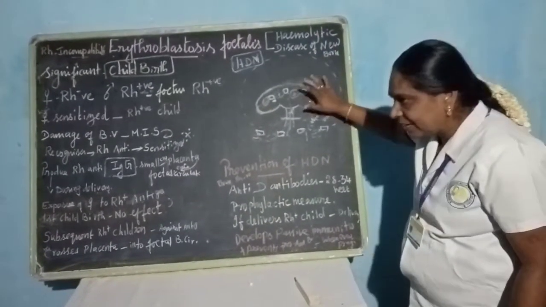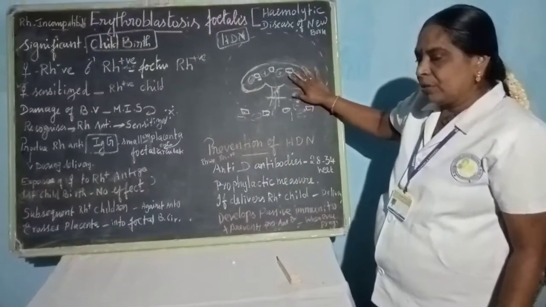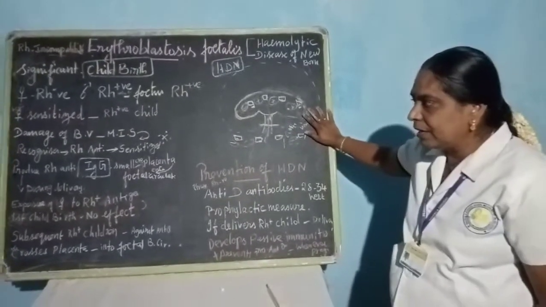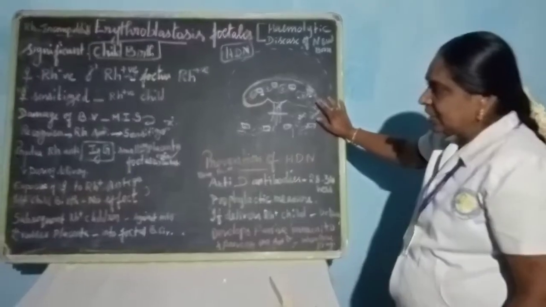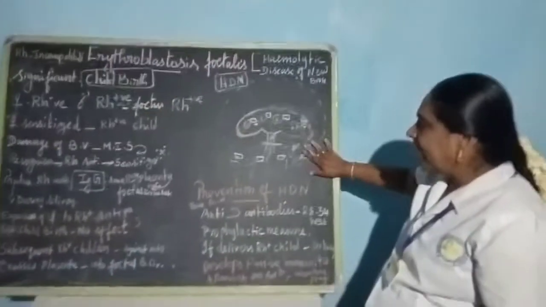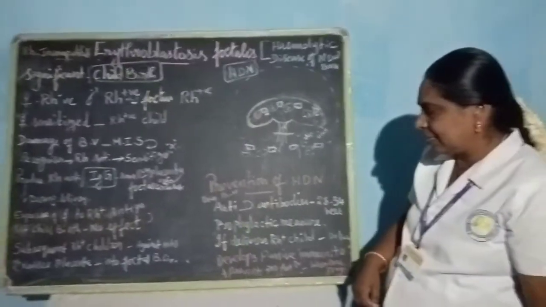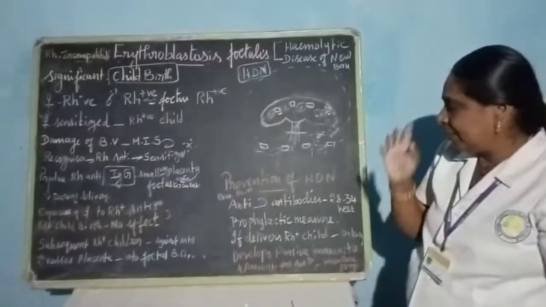It is a very important question. It may be asked as a 5-mark question or 3-mark question. Sometimes many one-word objective questions may be asked. Okay. Now, how can we prevent this erythroblastosis fetalis? Yes, there are many chances.